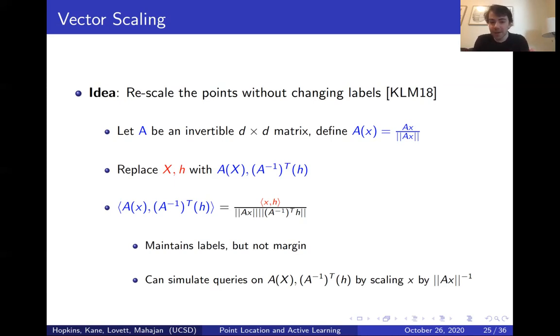And moreover, we can actually simulate these queries, because remember, all we're ever interested in is the sign of these inner products. So if we just normalize x by the norm of Ax, all the points are globally scaled by this A inverse transpose h that we don't know, but because global scaling doesn't affect sign, we can simulate the queries just by normalizing by the inverse of the norm of Ax.